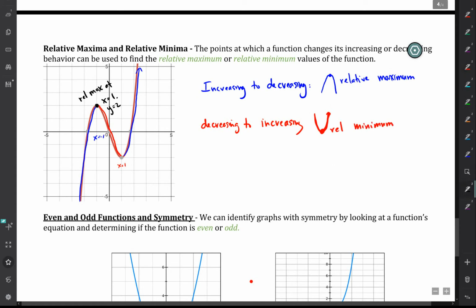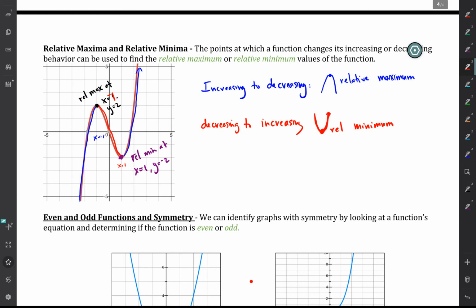And in this example here, this purple point is a relative min at x equals 1 and y equals -2. Actually, there's a typo here. There was a relative max at x equals -1 and y equals 2.